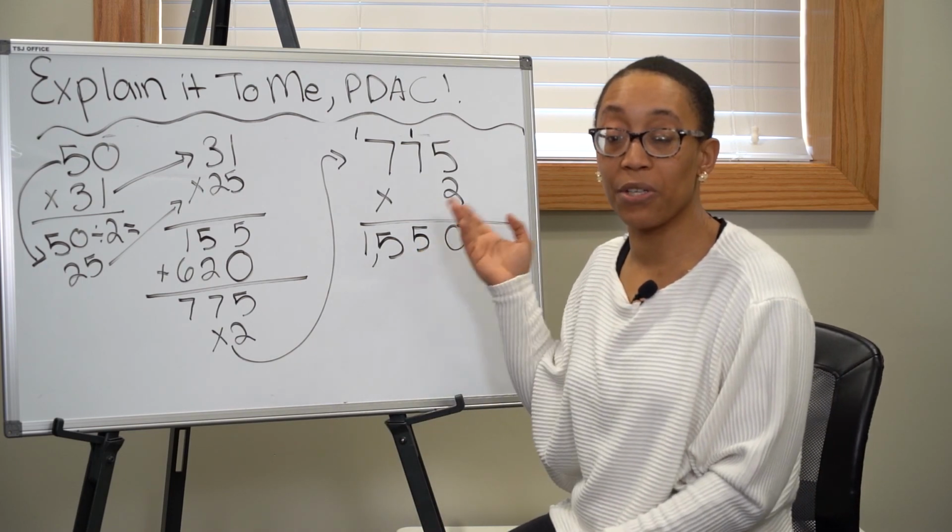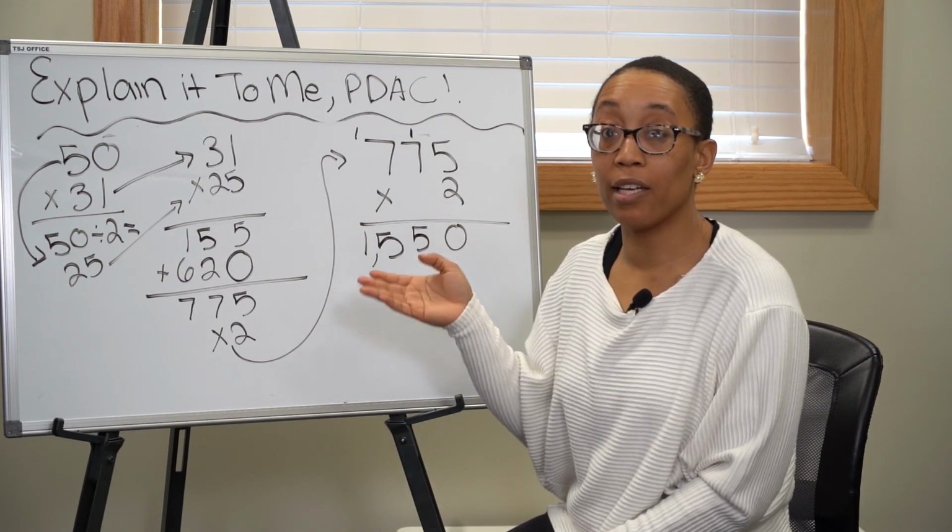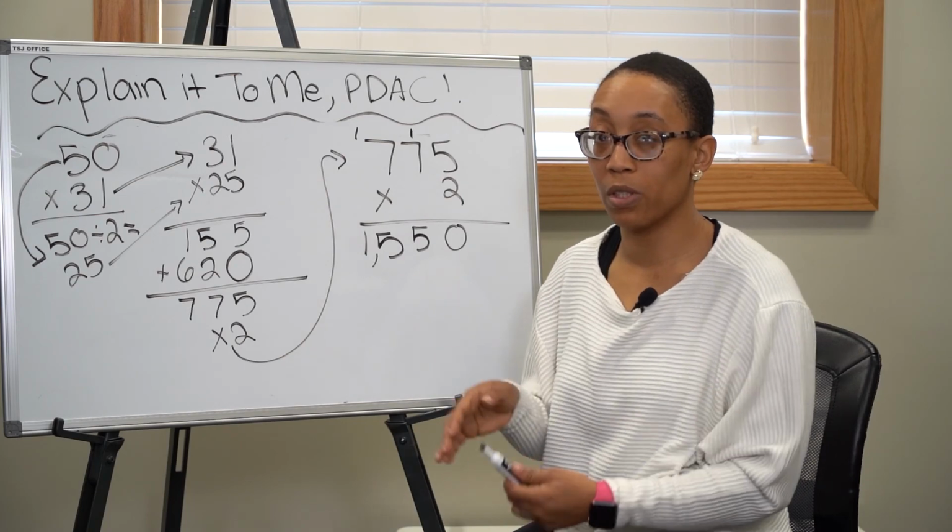So that is how you do the halving and doubling method when you're doing double digit multiplication.